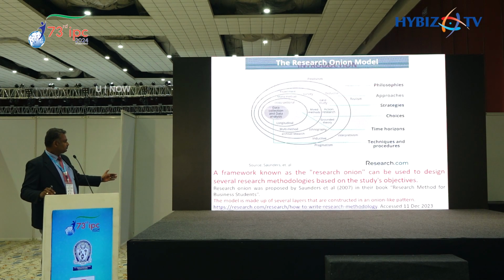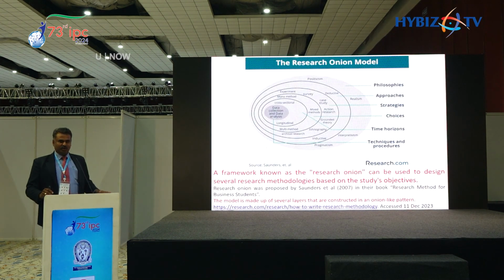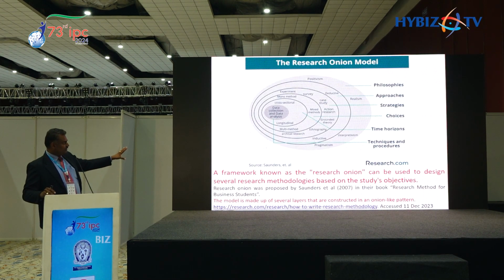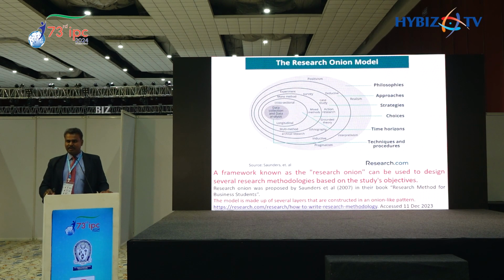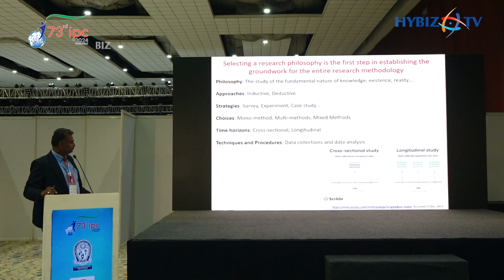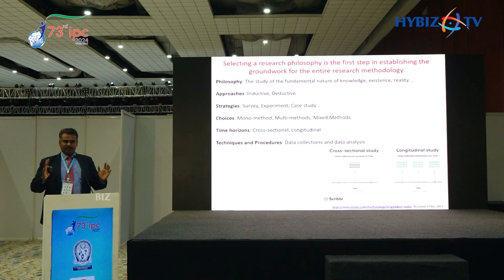Next. So this is the research onion model, which was coined by Saunders. Seven layers are there, starting with the philosophy, approaches, strategy, choices, time horizon, technique. So you have to follow such a research onion model while you are writing a research methodology section. Next. Look at this one: philosophy, the fundamental nature of knowledge, existence, reality. Then approaches, what kind of approach you are going to take, inductive or deductive. Inductive means hypothesis. Deductive means you are proving the hypothesis by experiments.